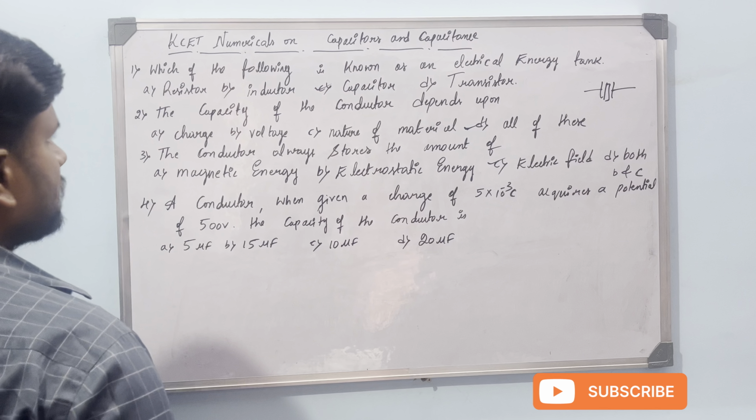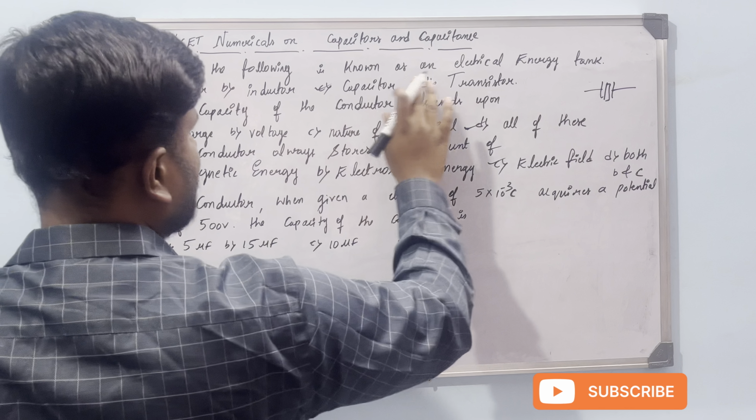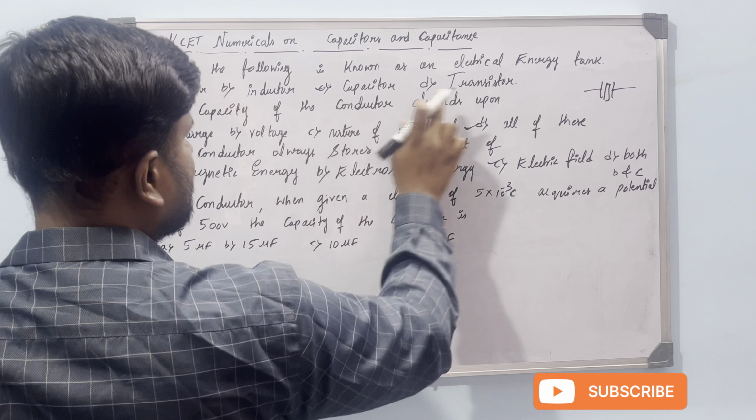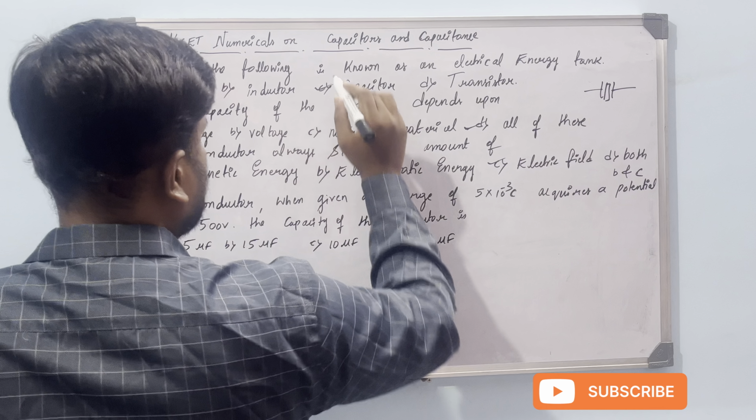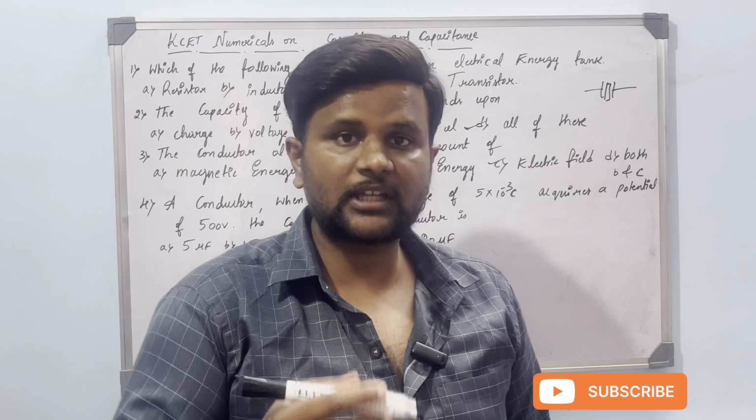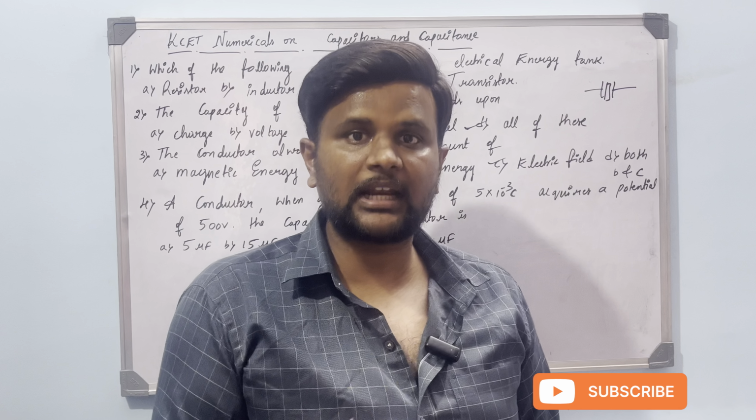See the first question now: which of the following is known as electrical energy tank? Here they have given resistor, inductor, capacitor and transistor. The answer is capacitor. Why? Because it will store the charges, so another name for it is electrical energy tank.